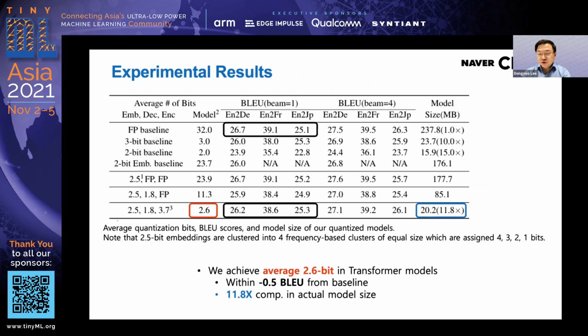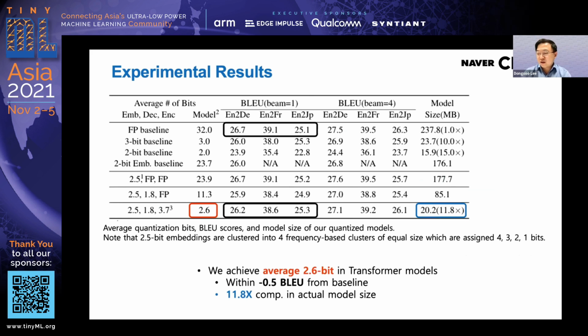And this table shows our overall quantization results. So we have model accuracy of full precision and fixed 3-bit quantization and fixed 2-bit quantization in the first 3 rows. Then we gradually quantize each block like this. And we compare BLEU scores for each case.